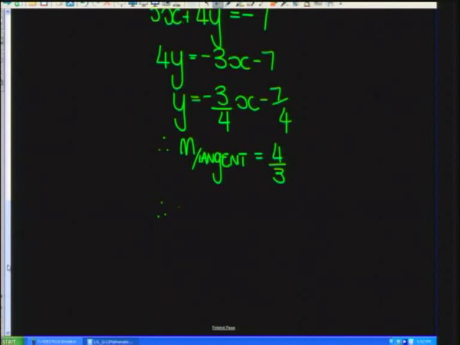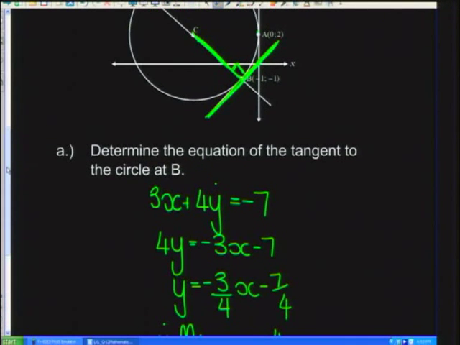So therefore, we're going to take the standard equation of y is equal to 4 over 3x plus c, but we need to know what c is. We need to know what the y-intercept of this tangent is going to be. And the only thing we can really use from here is that your tangent is actually passing through point B, which has the coordinates of negative 1 and negative 1.